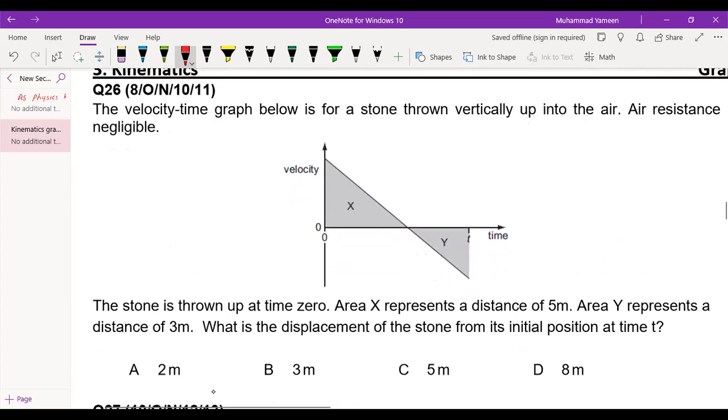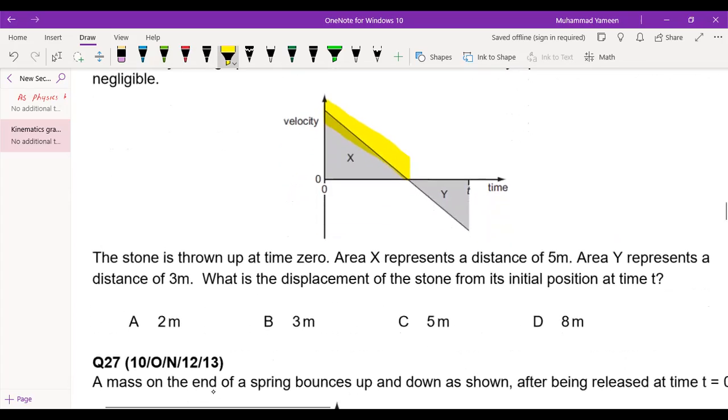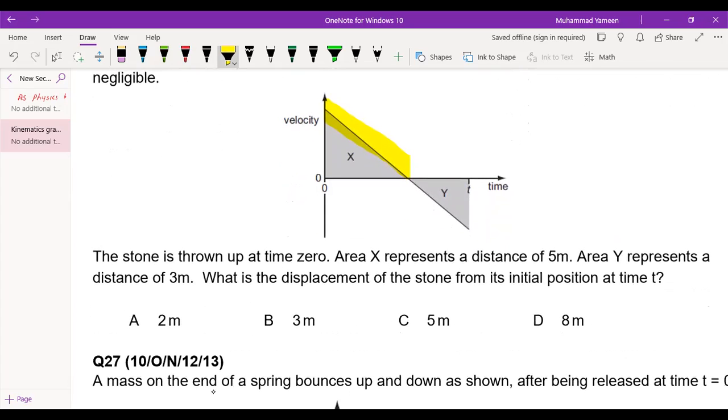Question 26. A velocity time graph below is for a stone thrown vertically upward. So initial velocity is maximum value, then velocity decreases. At this point, it reaches the top position. Air resistance is negligible. The stone is thrown up at time t equal to 0. Area x represents a distance of 5 meter and area y represents a distance of 3 meter.